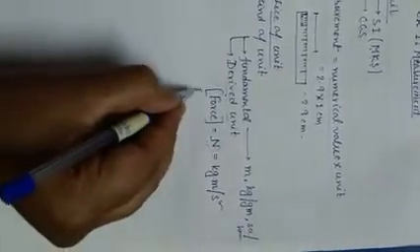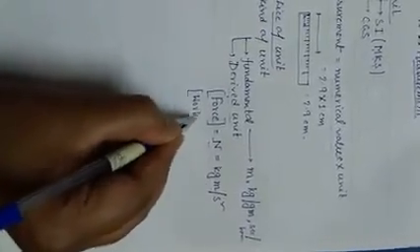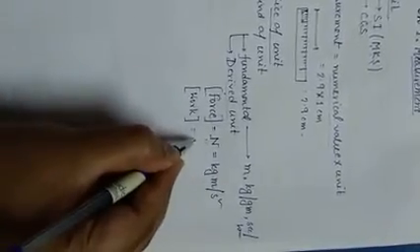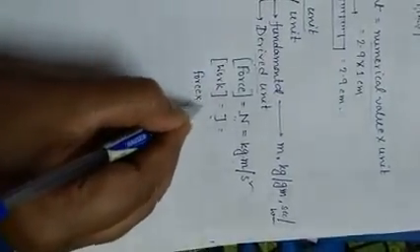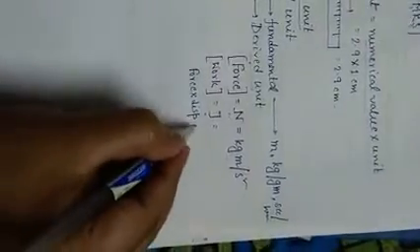If we talk about the unit of work done, what is the unit of work done? We know this is joule, right? Joule is the unit of work done, and we know that work done equals force into displacement. So let us put the unit of force here, that is Newton, and the unit of displacement here, that is meter, and sometimes you also write Newton meter.